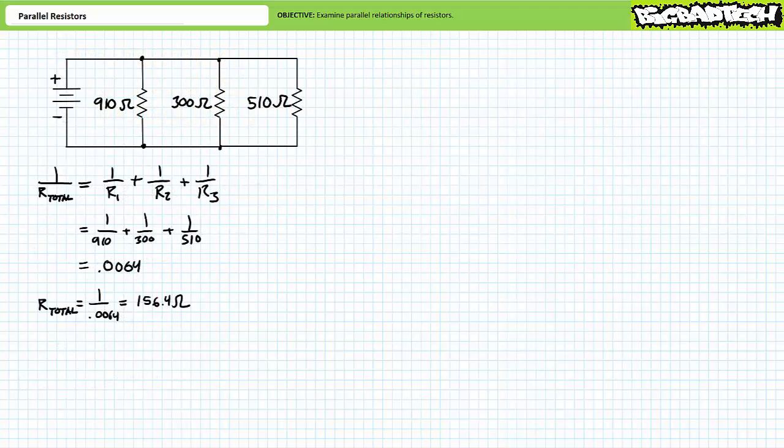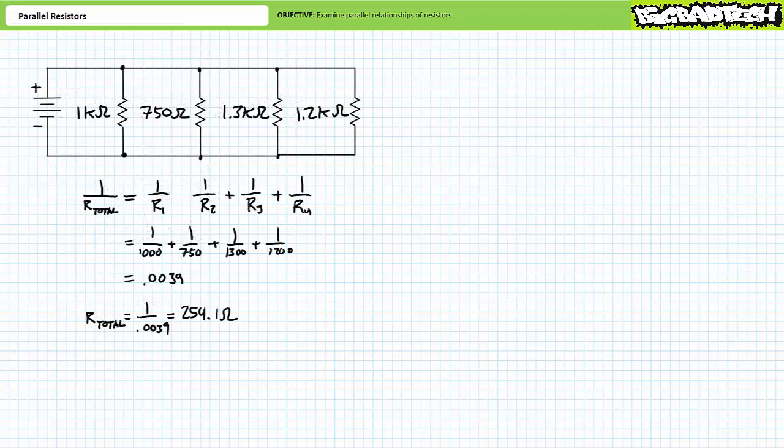For our third circuit, the source sees a total resistance of roughly 156.4 ohms. Finally, for our fourth circuit, the source sees a total resistance of roughly 254.1 ohms. Again, note how the total resistance of the parallel combination is always less than the smallest resistor constituting the relationship. If your calculations or observations suggest otherwise, you are doing it wrong.